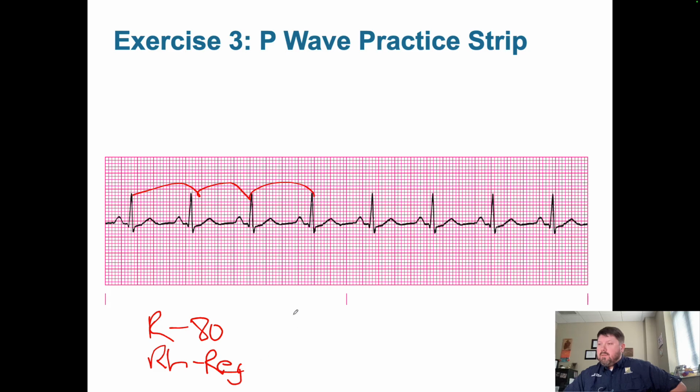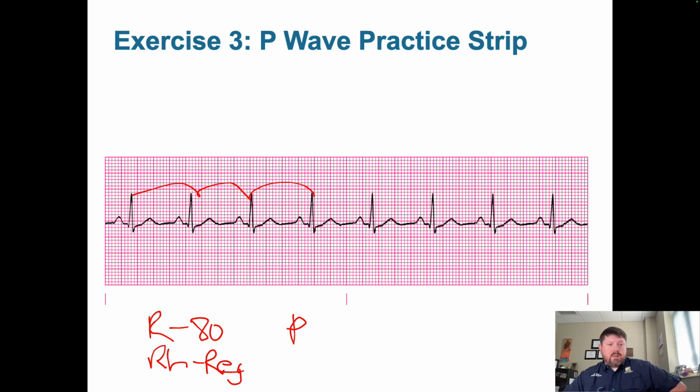And then our P wave. What we'll notice is that all of these P waves are uniform in appearance. They all look very, very similar. So what that means is they're coming from the same place of impulse, most likely the SA node. This is what a sinus rhythm P wave would look like.